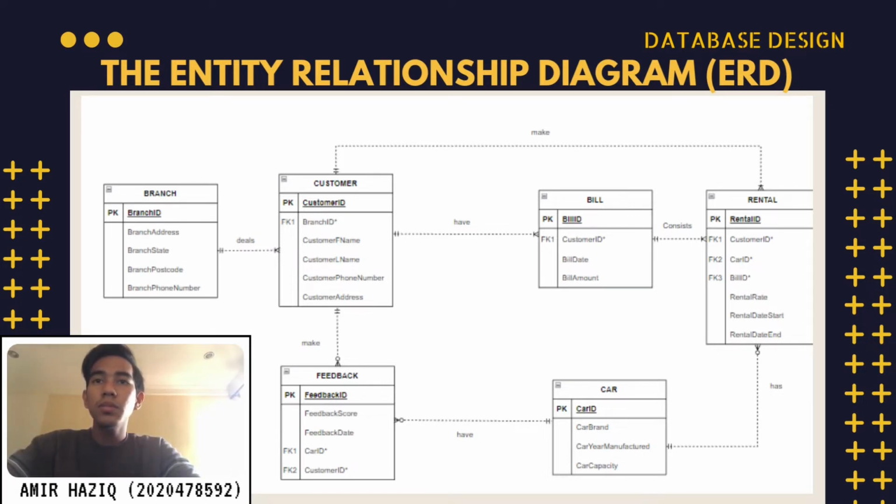There is also a relationship between the customer table and the feedback table. The relationship is one-to-many optional. Each customer can make many feedbacks. Each feedback is only made by one customer.